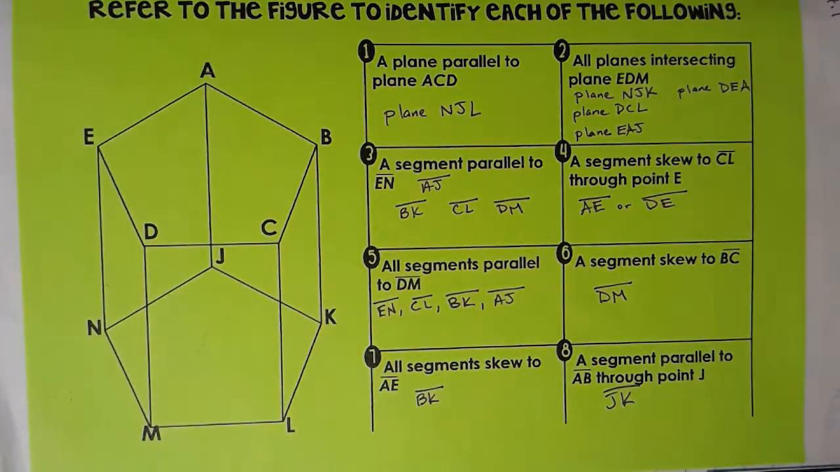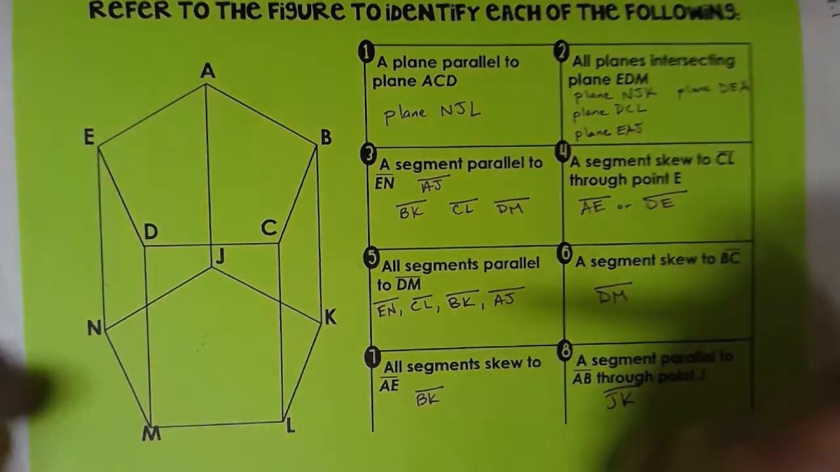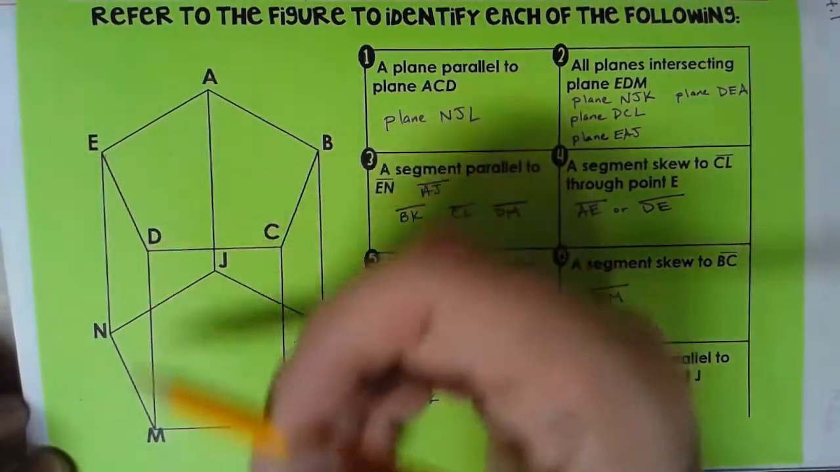Number 2, all planes intersecting plane EDM. Okay, so plane EDM, we have E, D, and M.